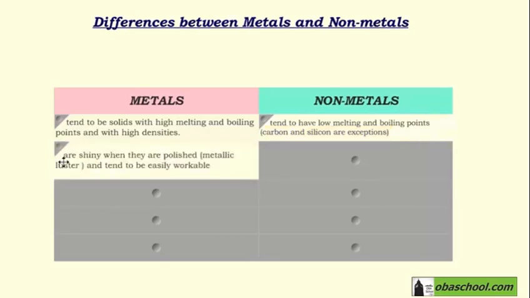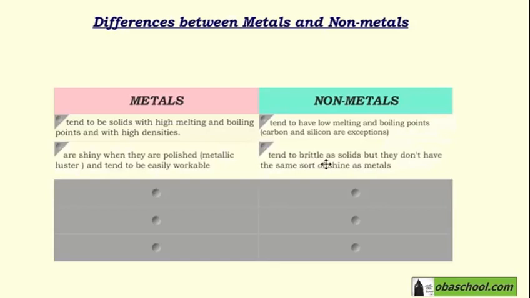Okay, the second one. Metals are shiny when they are polished, metallic luster, and tend to be easily workable. Metals become very shiny when they are polished, and they become easily workable, while the non-metals tend to be brittle as solids, but they don't have the same sort of shine as metals.